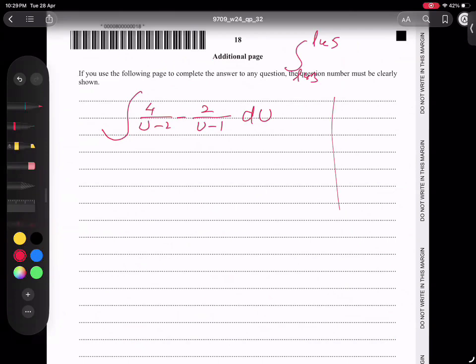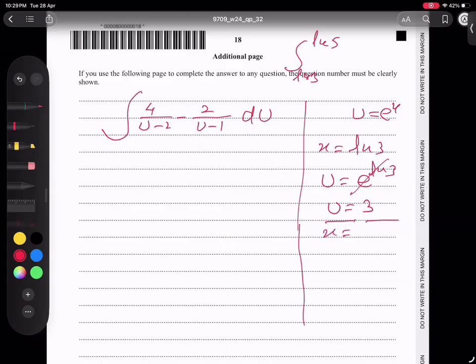And what is the condition we have been given? u is equal to e to the power x. I'm going to plug this in place of x. So when I plug in the first limit, when x is equal to ln 3, u is equal to e to the power ln 3. You know, students, they will cancel and u becomes 3. Second condition, if x is equal to ln 5, so u is equal to e to the power ln 5. This cancels out, u is equal to 5. So lower limit 3, upper limit 5, I got it.